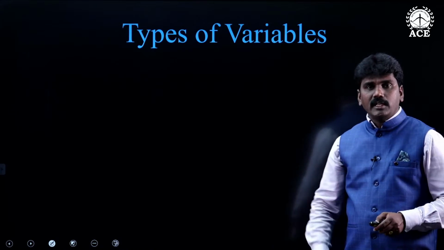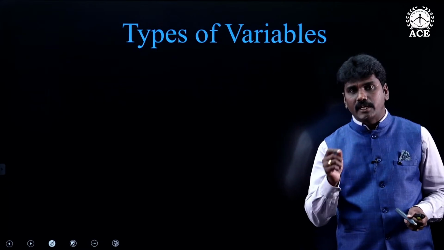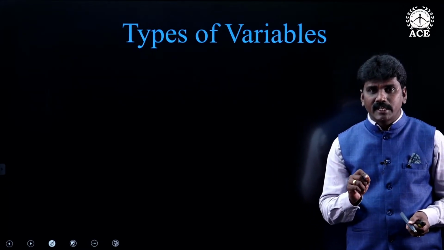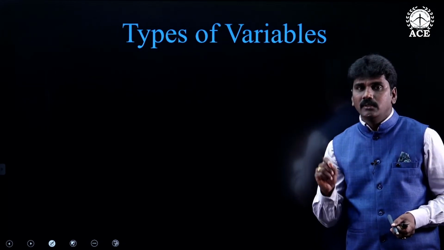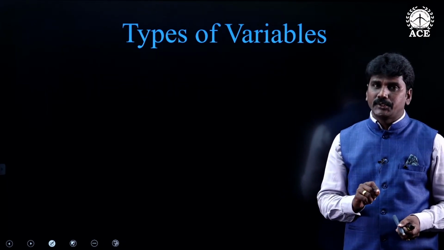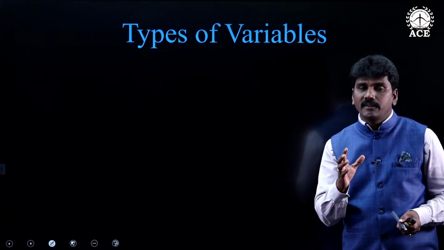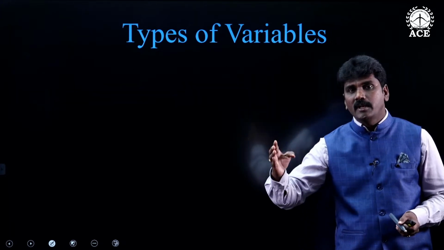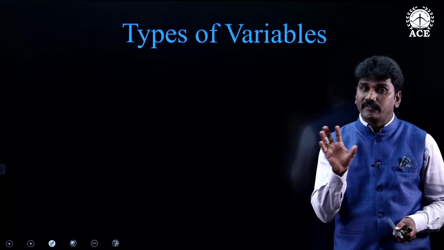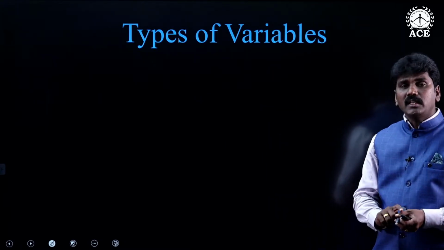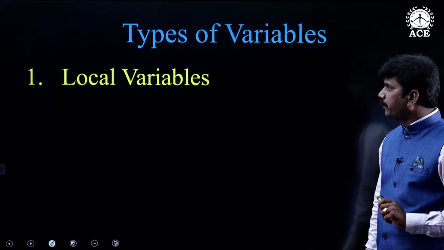Next one, what are the different types of variables we have? Just now we have seen the definition of a variable. What is a variable? A variable is a data name which can hold a value. That value may change during the execution of the program, like we have seen. And how to declare a variable? The declaration will be data type space variable name semicolon, or data type space variable name is equal to value, like that we can assign. Next, what are the different types of variables we have? There are 4 types.